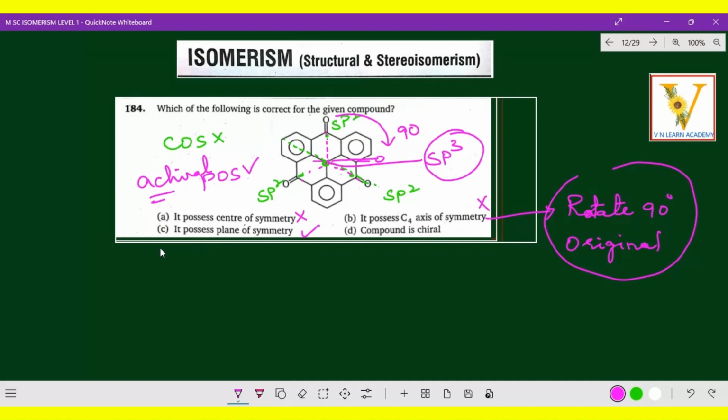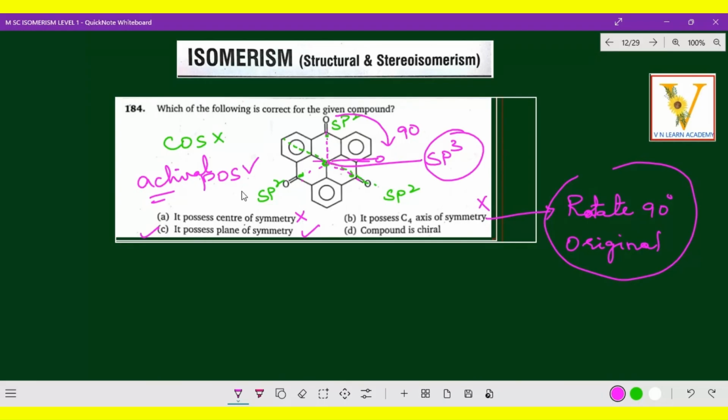Now, which is the correct option? The correct option is C. Why? Because it is similar. POS: when you cut, these two are similar. When you cut this side, these two are similar. So in that way, we can identify it. POS is present, COS is absent, and C4 axis, I hope you got a very clear idea about what we mean by C4 axis. When you rotate that molecule by 90 degrees around the axis, it looks identical to the original position. That is called the C4 axis.